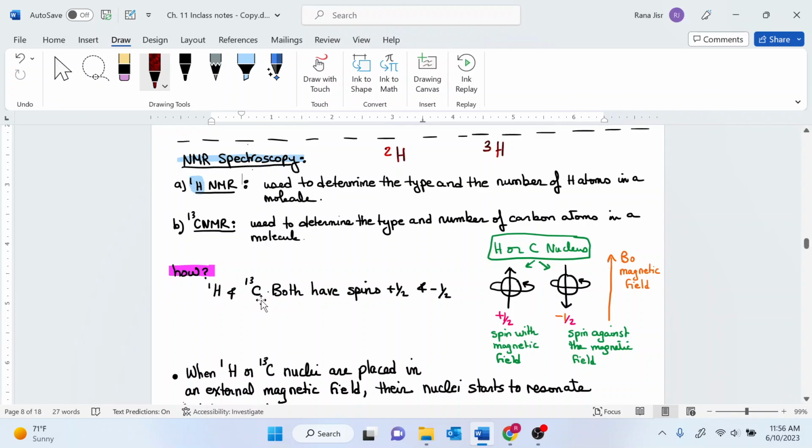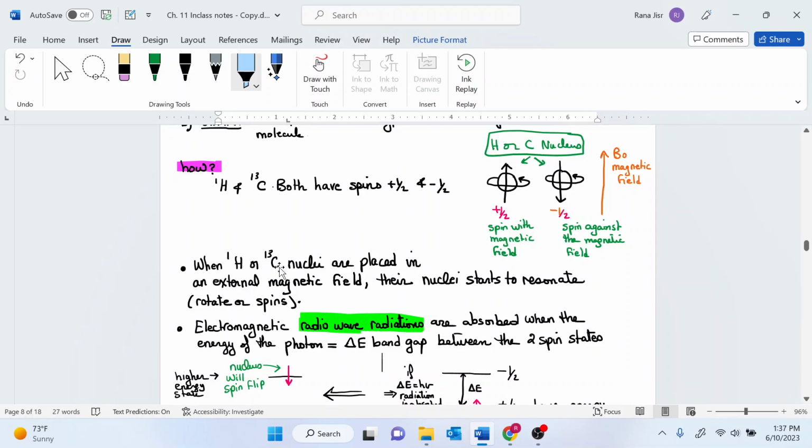Both hydrogen and carbon-13 have nuclei that exhibit magnetic properties in the presence of a magnetic field. So their nuclei spin, and we're going to give numbers for that. These are quantum numbers for the spin of their nuclei, +½ and -½. +½ is when the nucleus spins with the magnetic field, in the same direction of the magnetic field, and -½ is when the nucleus spins opposite to the magnetic field.